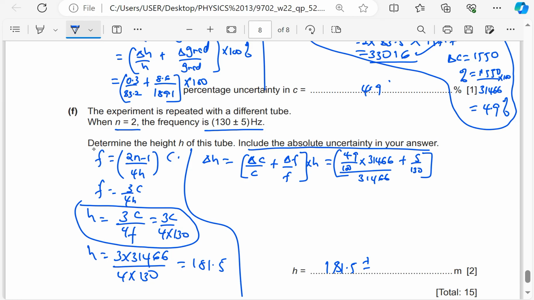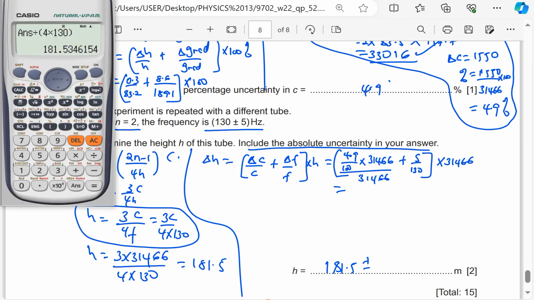Then when I divide by 31466, it becomes the fraction. Then again times 31466, which is the same as just saying 4.9 over 100, because the other one cancels out. This one cancels with that. So I'll say 4.9. Or I would have even used 1550 as the absolute. So 4.9 divided by 100.